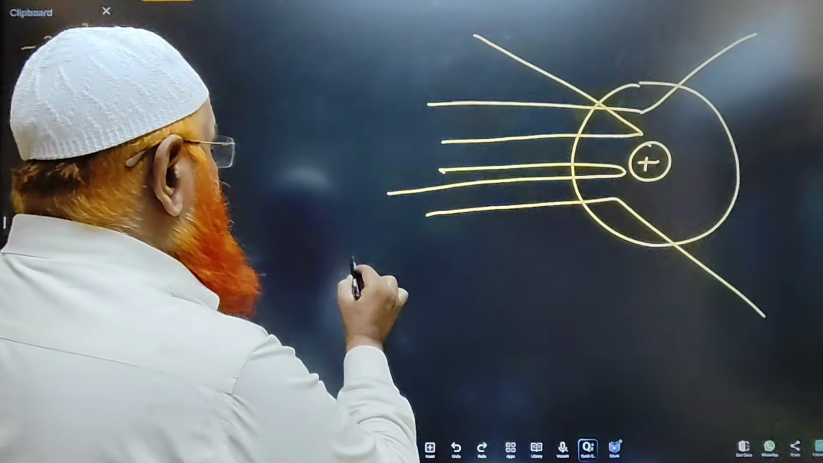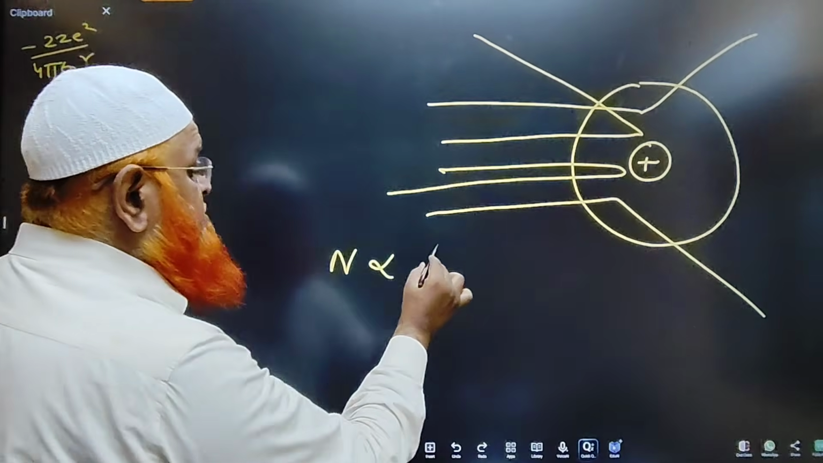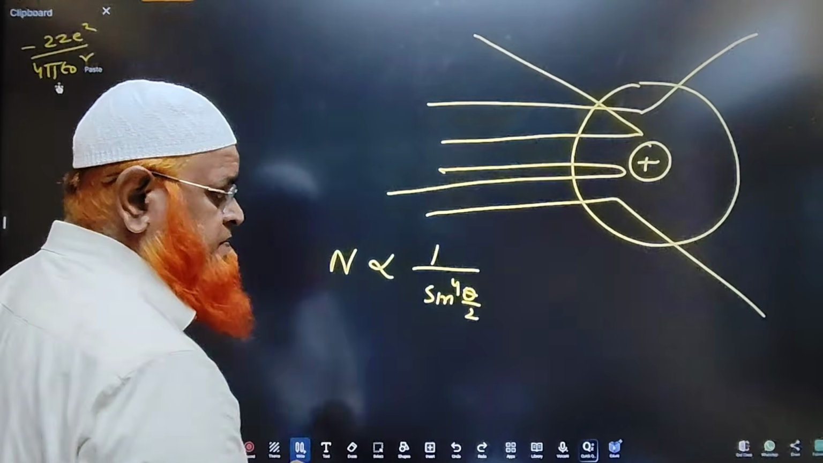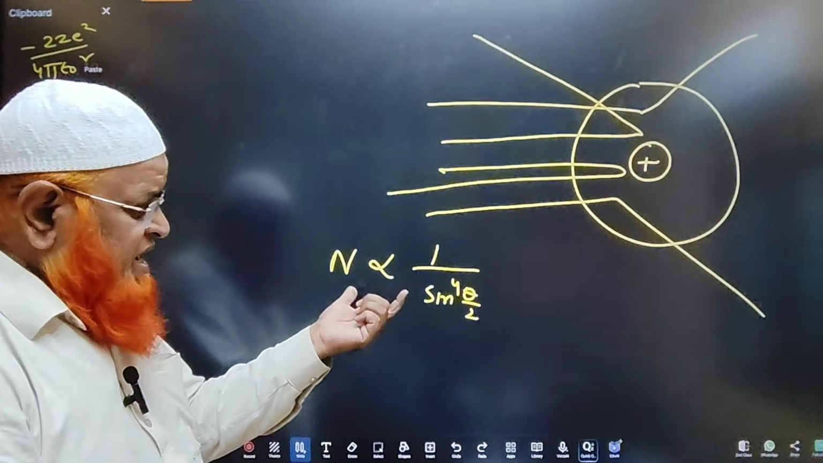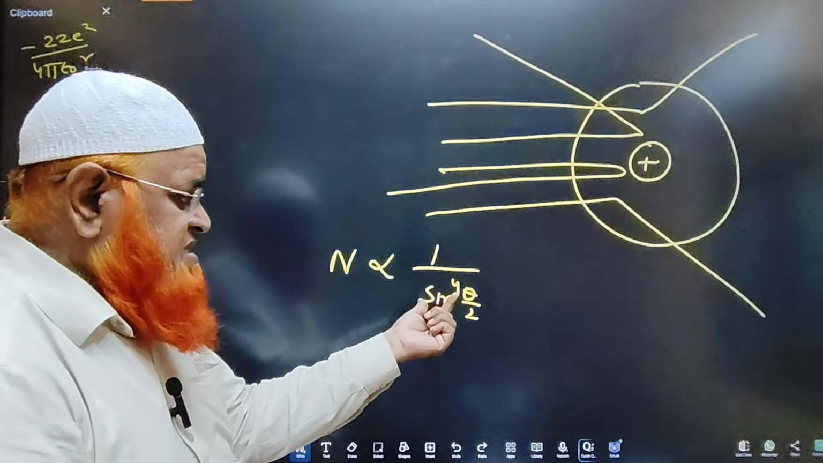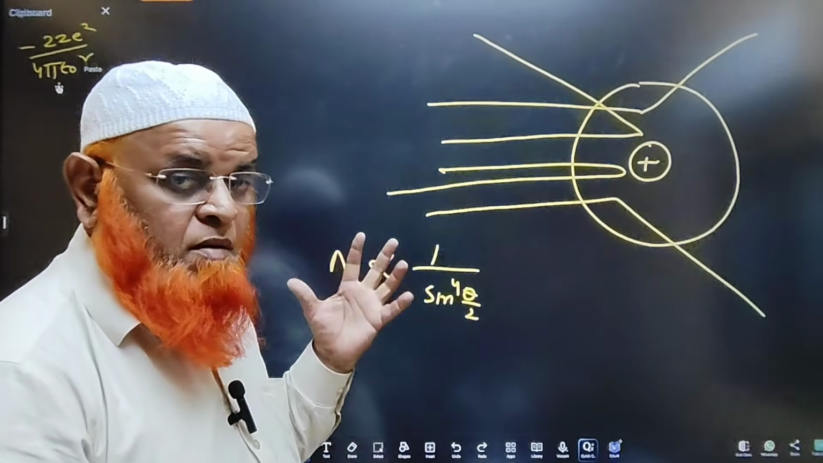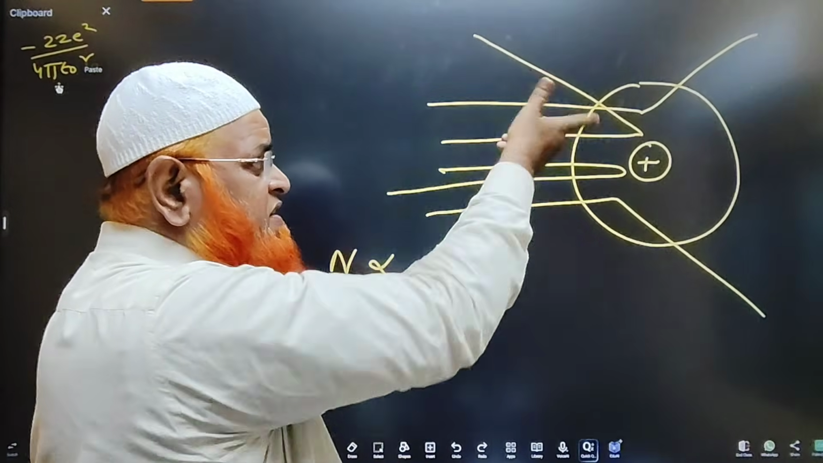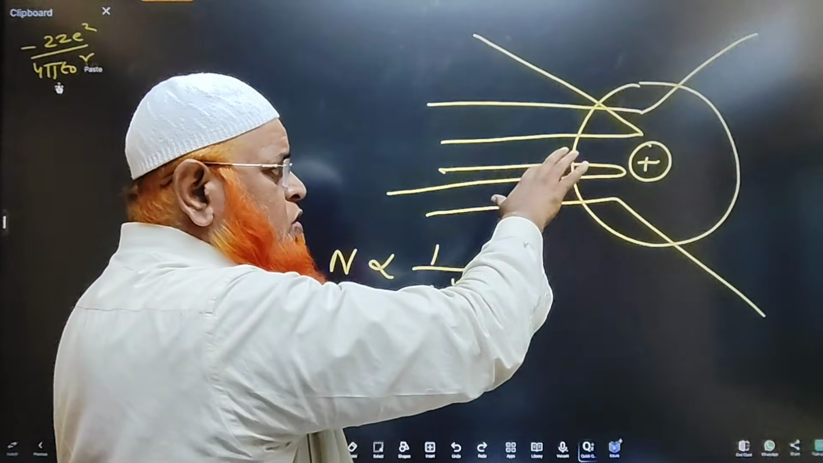So here, the number of scintillations is inversely proportional to sine theta by 2 whole power of 4. Number of scintillations is inversely proportional to sine power of 4 theta by 2. What is the meaning of scintillations? Going and reflecting in different directions. Some of them go and come back.